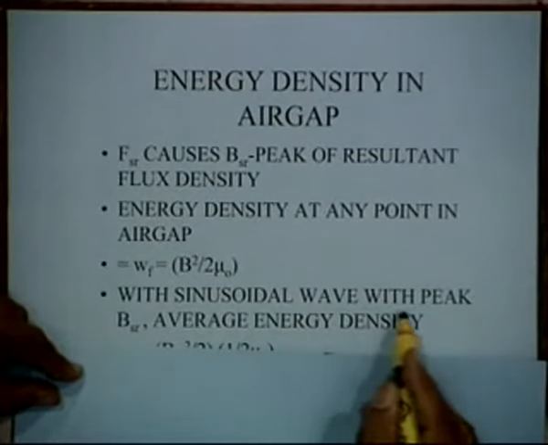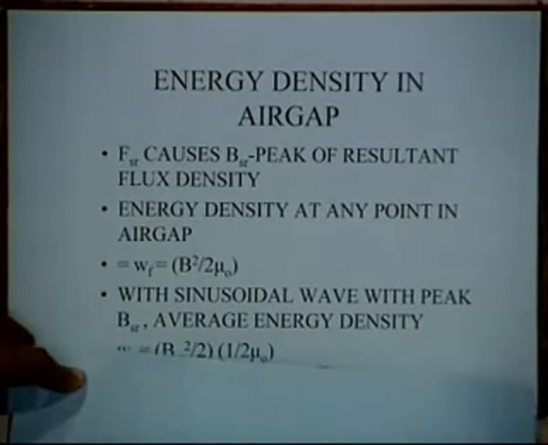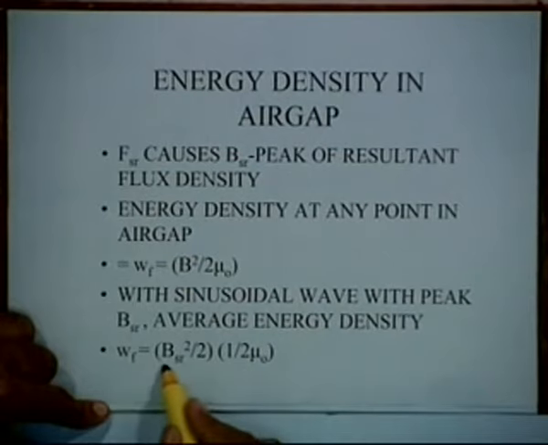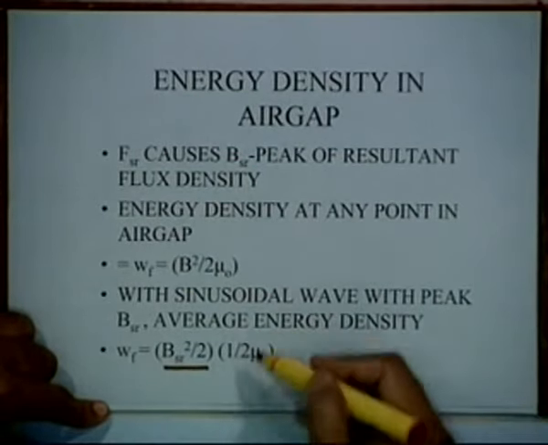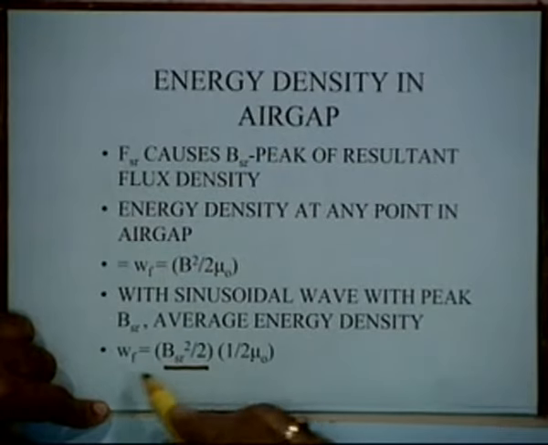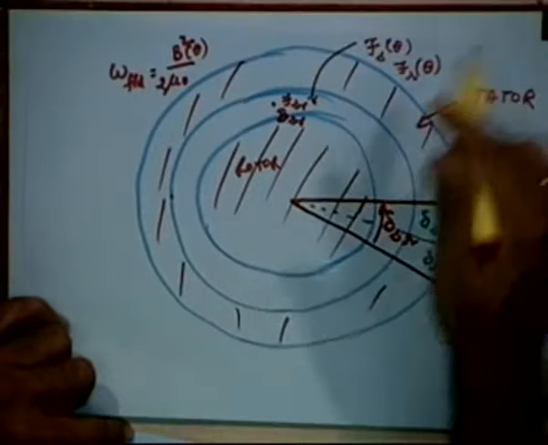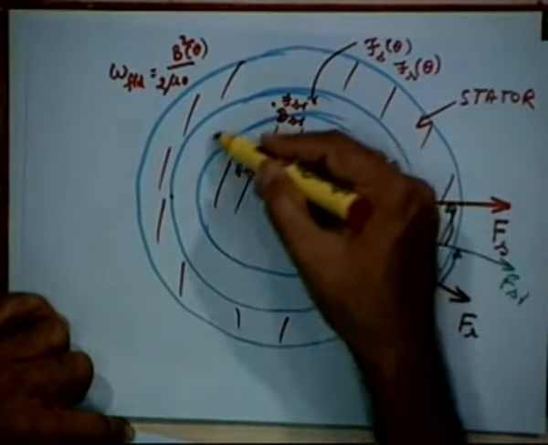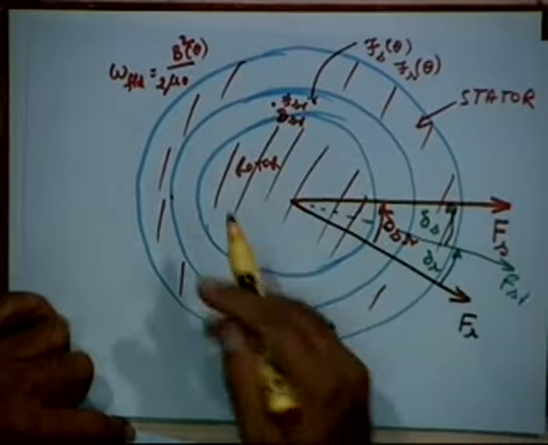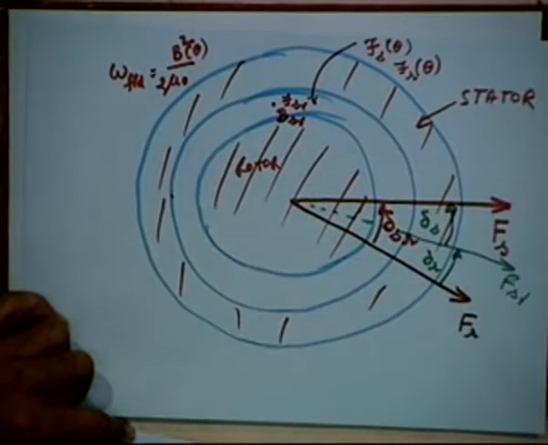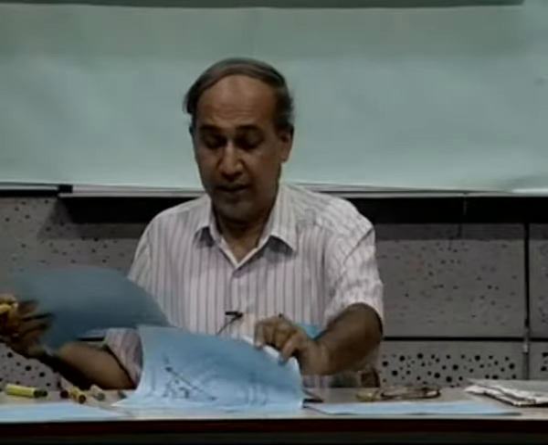So with a sinusoidal wave with peak B_SR, the average energy density will be B_SR² by 2 into the same constant, a half μ₀. This is the average energy density in the air gap. That means if I take the whole air gap here, it is like a package, a small cylindrical package, that has an average energy density. Next, with the same logic, we can easily find out the total energy.